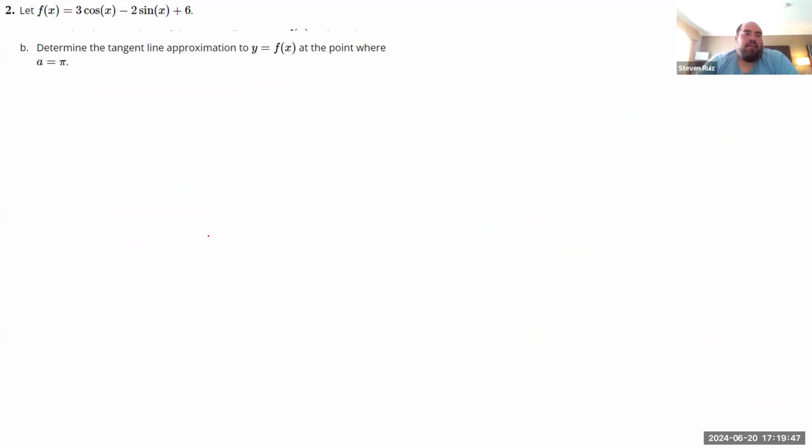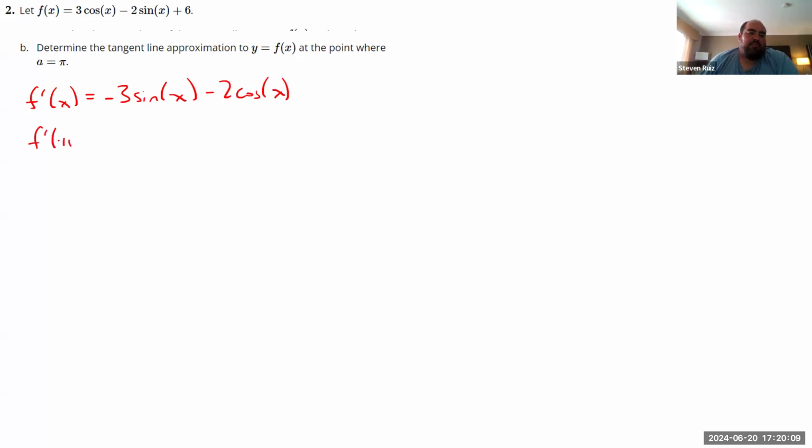All right, moving on to part B. Now I don't want to find just the slope of the tangent line, I want to find the full equation of the tangent line. I still need the derivative, so let's write that down again. f prime of x equals -3 sine of x minus 2 cosine of x. And I want to evaluate that at x equals pi. So -3 sine of pi minus 2 cosine of pi.